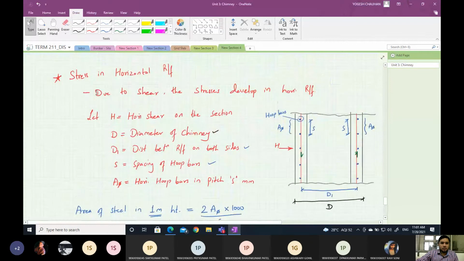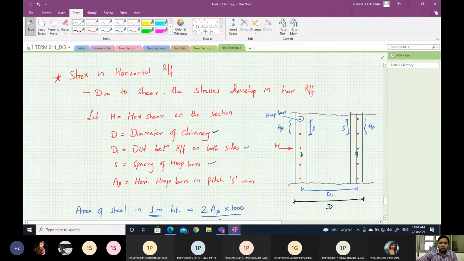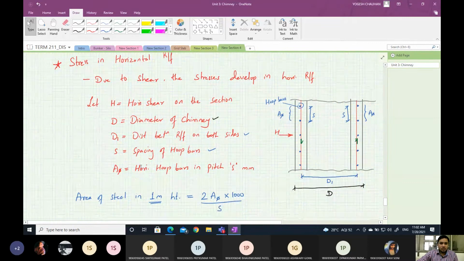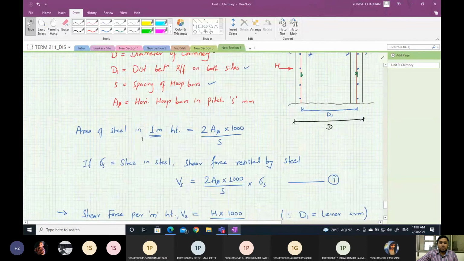Okay, clear? So the stresses due to horizontal reinforcement are generated due to the shear on the section. So let H be the horizontal shear on the section, D be the diameter of the chimney, and D1 be the distance between the bars on both the sides, and S is the spacing of the hook bars, and A5 is the area of the hook bars within the pitch length S.